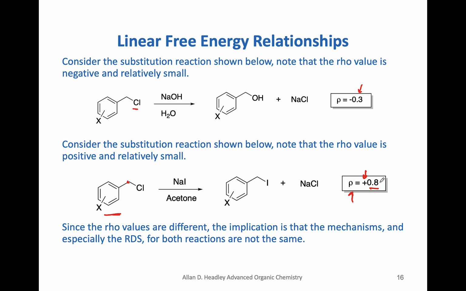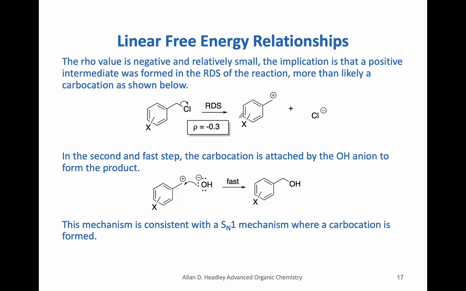Let's see what the mechanism looks like, putting together this information. Mechanism here, rho value of negative, forming a carbocation. So you can see here when this leaves, we have a carbocation here. So that means that it's negative. This is the rate determining step, the formation of a carbocation.